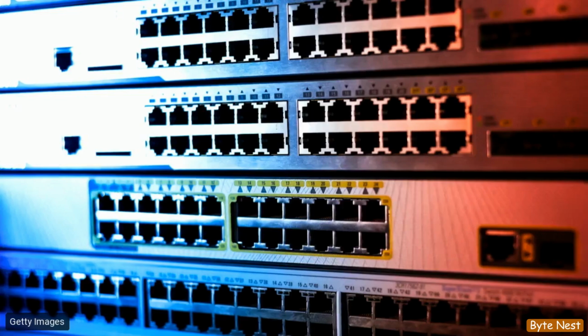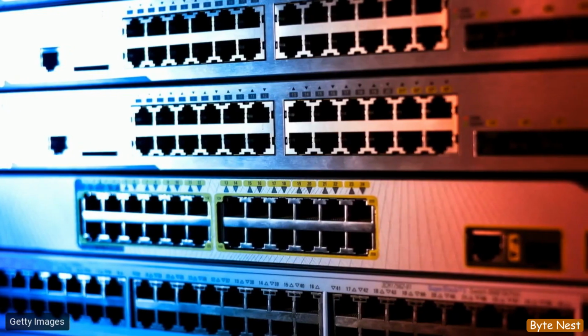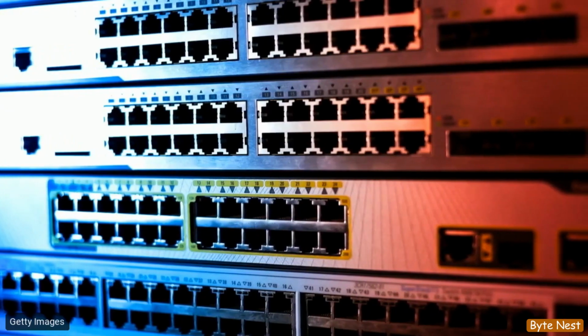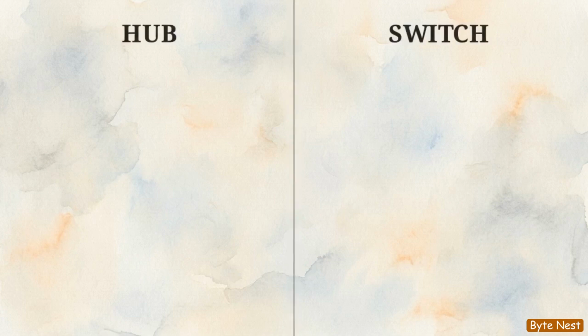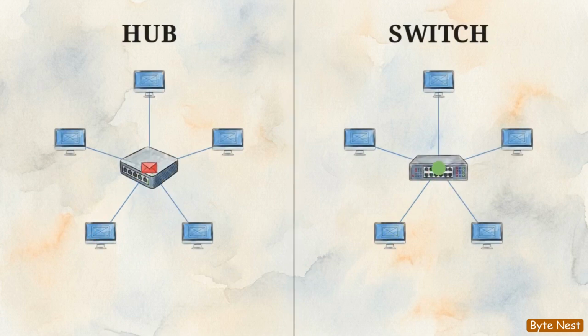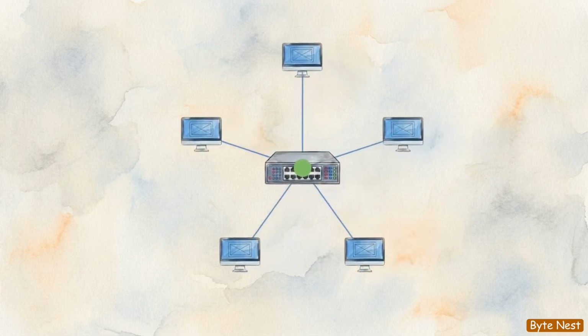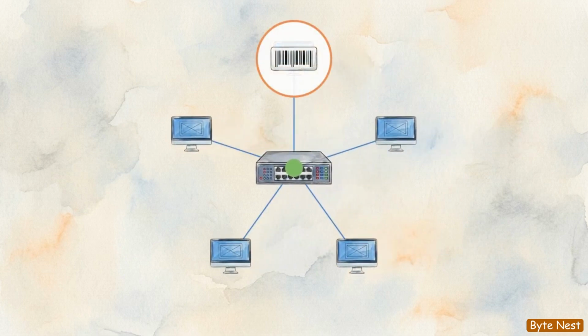This is a network switch. It looks almost identical to a hub on the outside, but it was designed specifically to fix that shouting problem. As we see in this comparison, a switch doesn't act like a loudspeaker. It acts exactly like a smart mailroom. It recognizes a permanent hardware name tag built into every computer and routes the message down only the specific wire where the recipient is waiting.